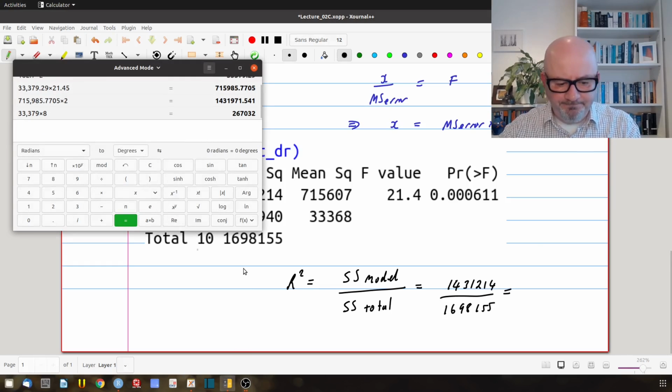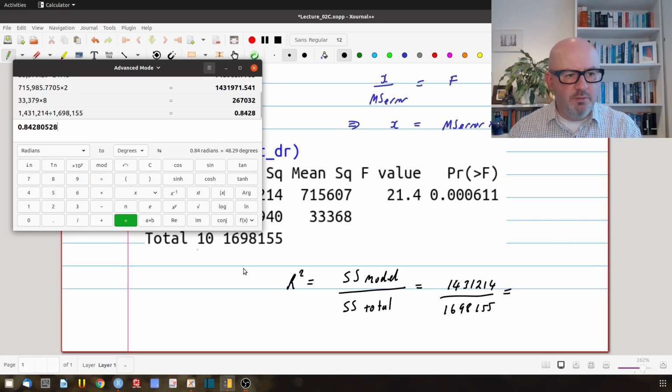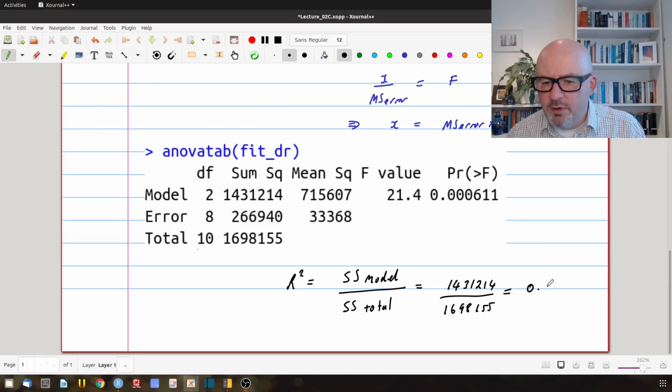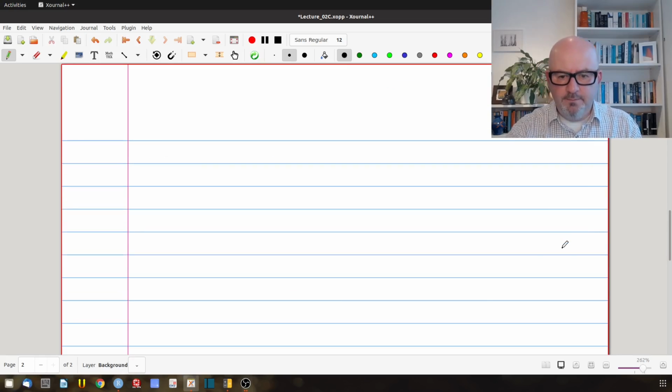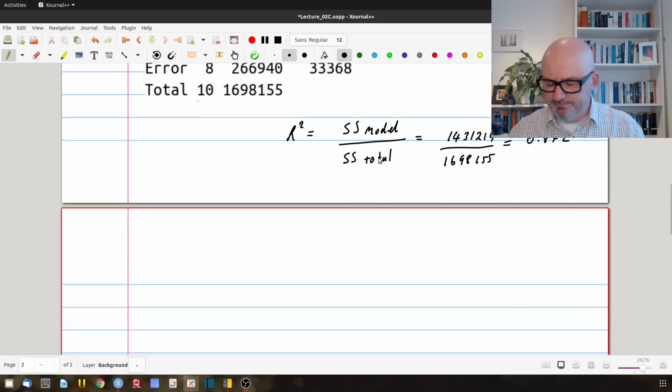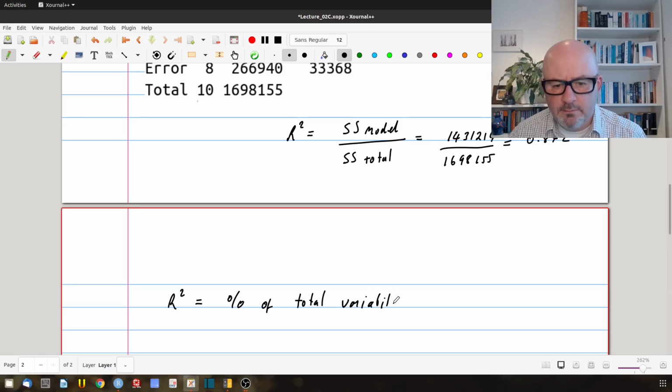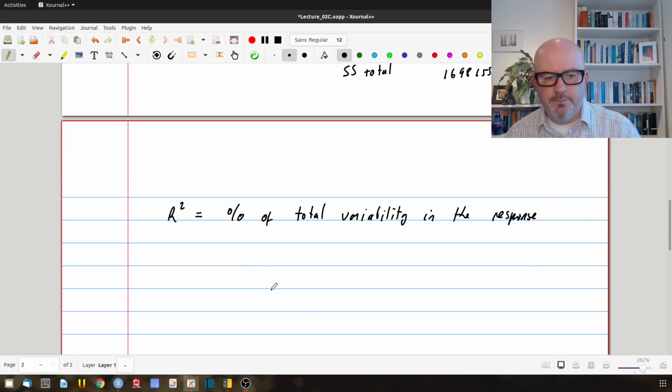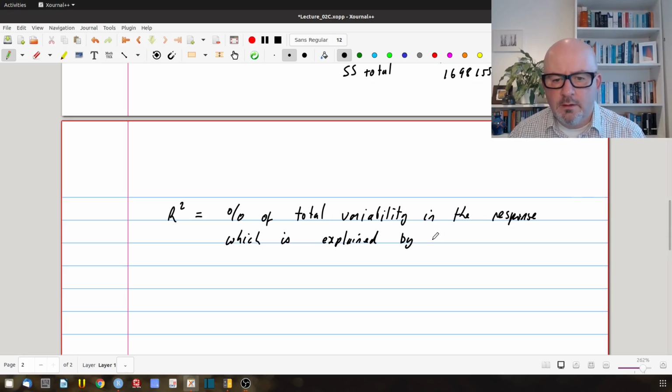Let's just do that. There, 1,431,214 divided by 1,698,155. 0.842. So that's the R squared statistic in this case. What is it? R squared is the percentage of total variability in the response which is explained by the regression relationship.